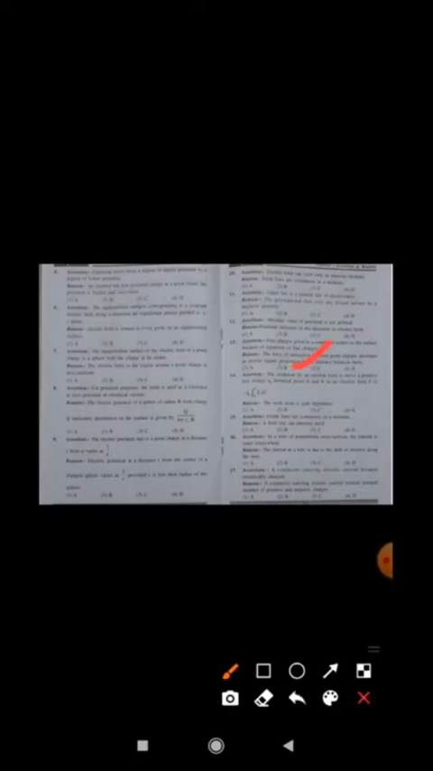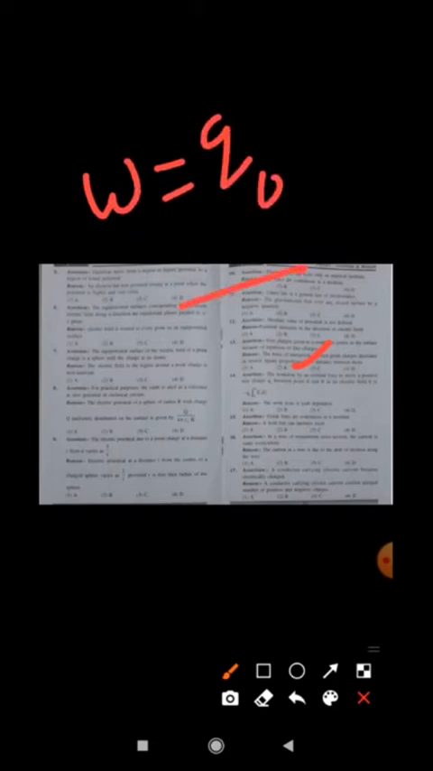Now let's see question number 14. Assertion: the work done by an external force to move a positive test charge q between points A and B in an electric field is equal to this value. As you know, suppose we have to move a test charge q0 from A to B in space, due to some charges, and that has some potential V.